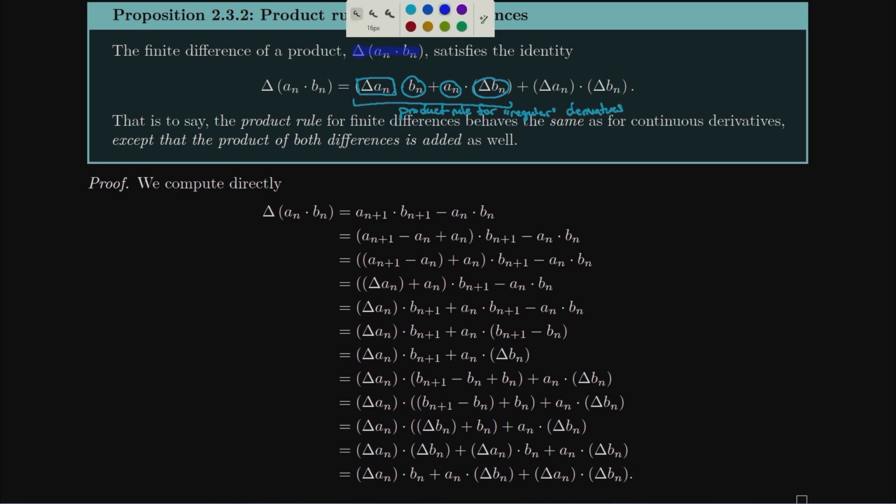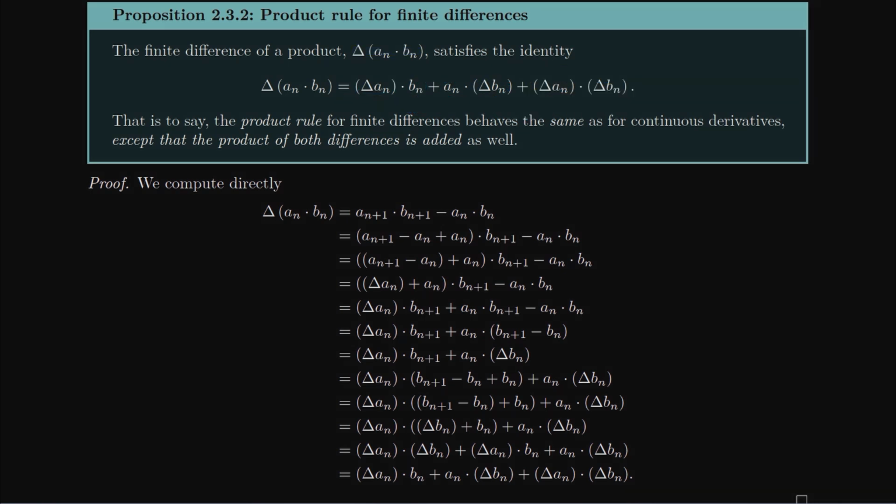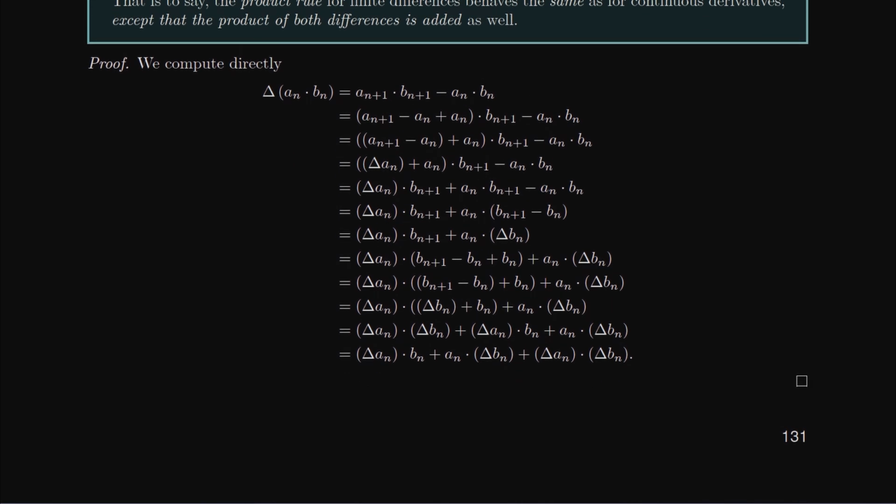And then what else happens? In all these finite difference problems, you get a little extra. And so we end up getting the finite difference of both terms as our extra pieces. The finite difference of both of them gets multiplied together as a little extra piece, a little extra spice there for us. Let's go through the proof, because it's really not bad.